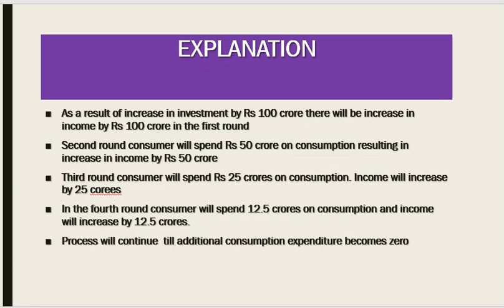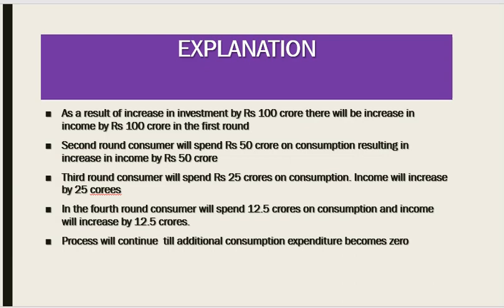As a result of increase in investment by rupees 100 crore, there will be increase in income by rupees 100 crore in the first round. Second round, consumer will spend 50 crore on consumption, resulting in increase in income by 50 crore. Because when we have the income of 100 rupees, 50% will be saved and 50% will be consumed. The 50% which is consumed becomes the income of other person. So he will have the income of 50 crore, out of which he will spend 25 crore on consumption and 25 crore he will save.